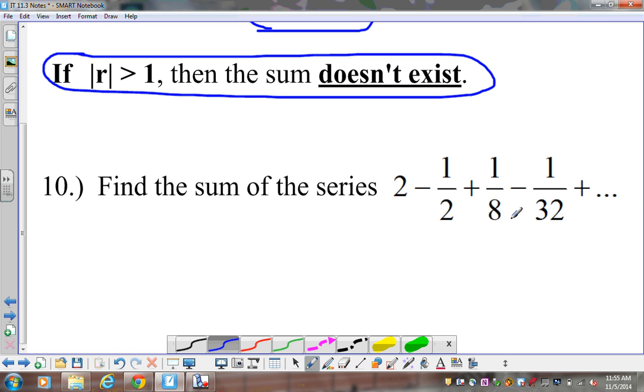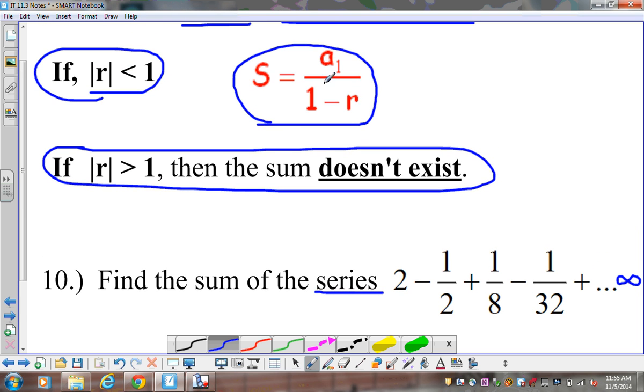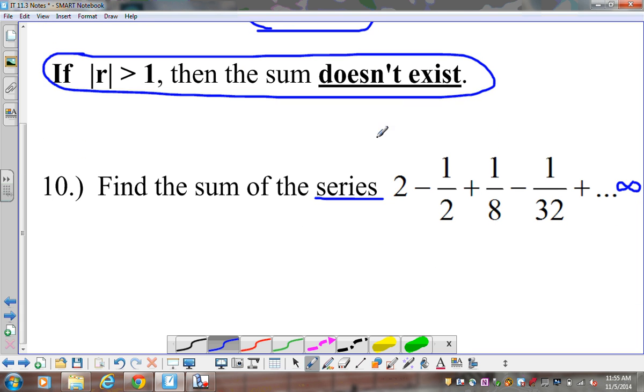But if you notice, this particular series ends in dot, dot, dot, which means they're telling me, hey, I don't want you to end anywhere. I want you to keep going to infinity. That makes this an infinite geometric series. All right? So to find the sum of an infinite geometric series, again, we use my first term divided by 1 minus my common ratio. All right, so let's look at that.